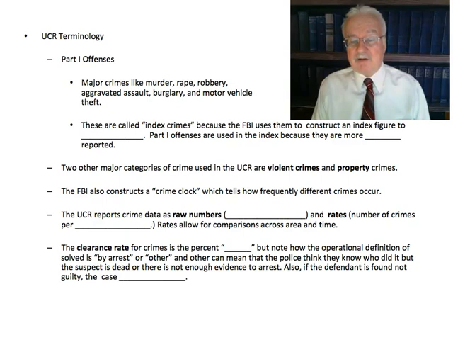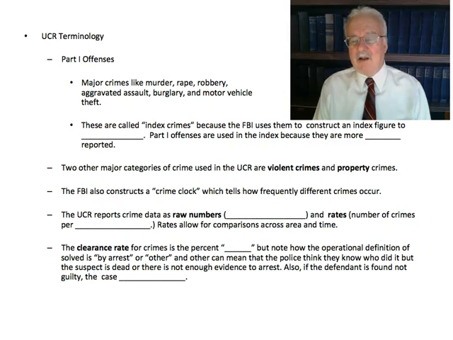The crime clock is a very novel visual depiction of crime. What the crime clock does is tell how frequently different crimes occur. So they will take the total number of murders committed in the United States, and they will divide that by the number of minutes in a year. And they'll be able to say a murder is committed every 13 minutes. A rape is committed every 3 hours, right? A larceny is committed every 2 seconds, right?